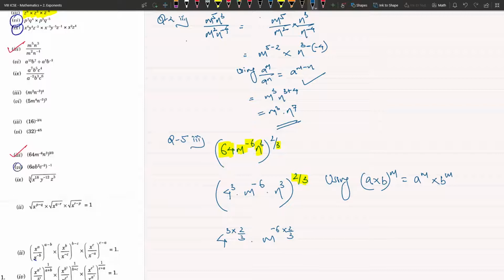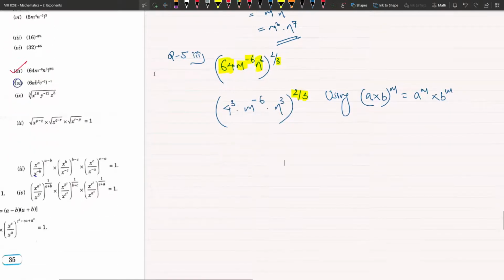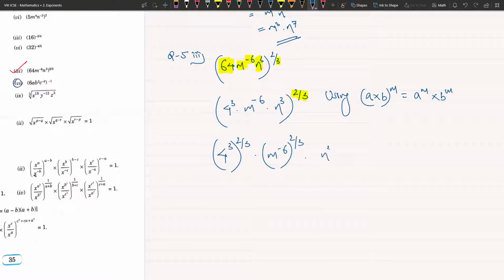So, why am I multiplying? That is also a question. Wait, there is one more law at use over here. So, I'll show you that. Why am I multiplying? So, this is 4 cube, the whole raised to 2 by 3 times m raised to minus 6, the whole raised to 2 by 3 times n cube, the whole raised to 2 by 3. Why did I make 2 by 3 the power of each individual term inside the bracket? Because of this law: A times B the whole raised to m is equal to A raised to m times B raised to m. Okay, so I've got a new power.